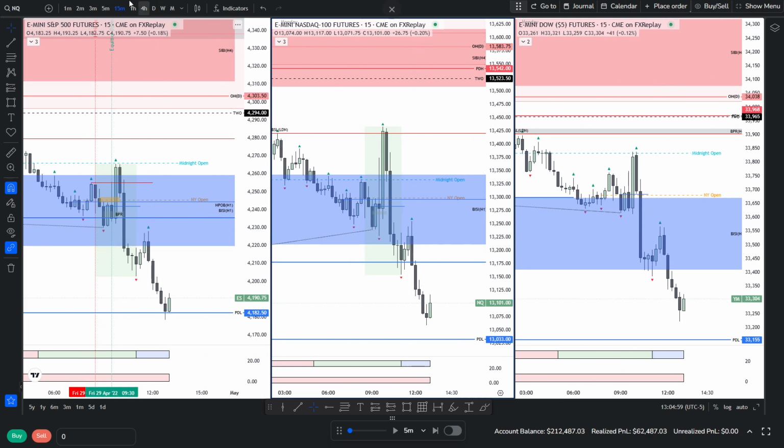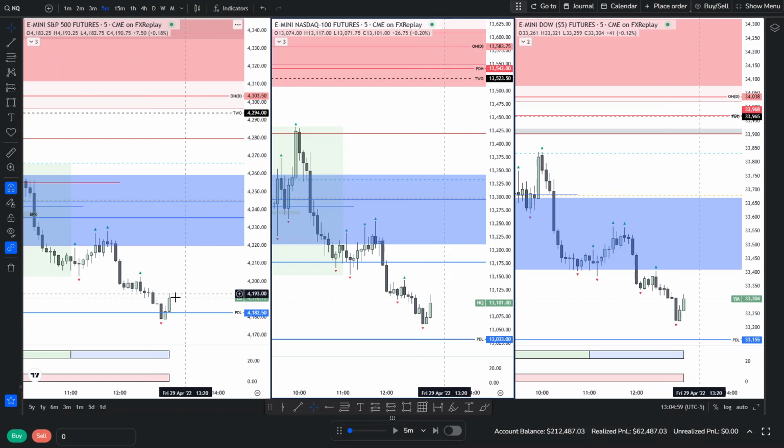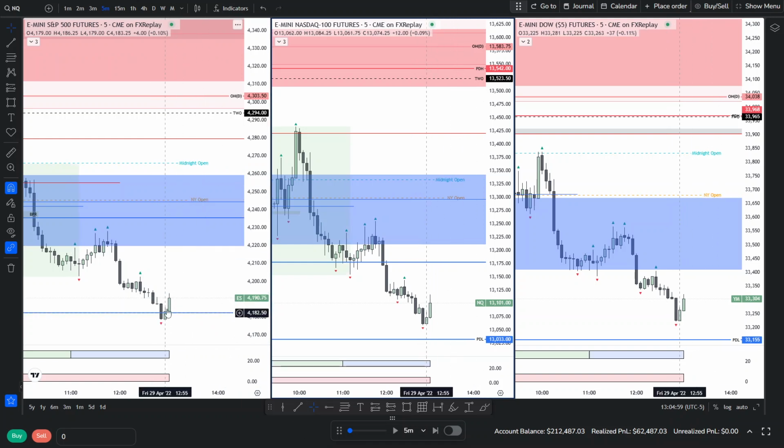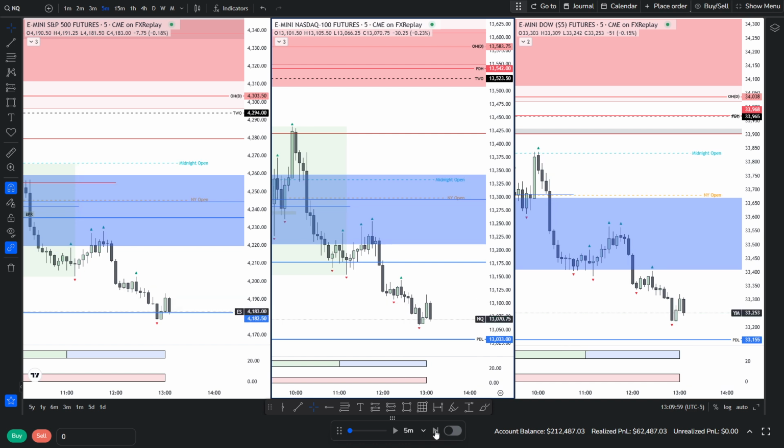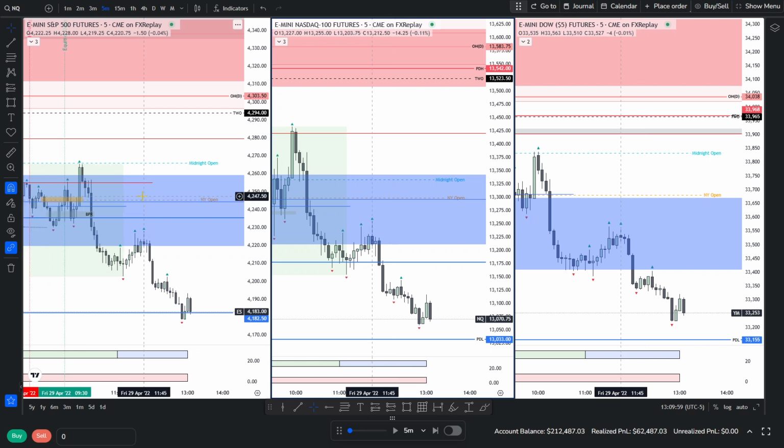So this is where we could see something. We would want to see an M5 displacement here. I don't think we're going to see. Oh, it's 1 o'clock now. No, so time's elapsed. All right, I'm going to leave this one here.